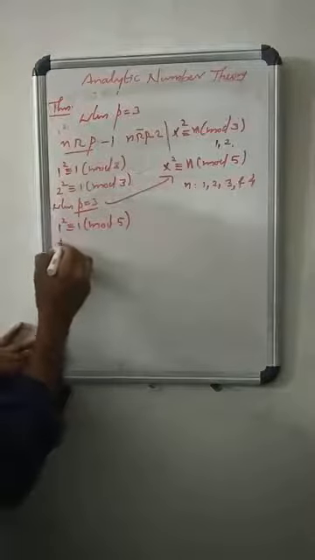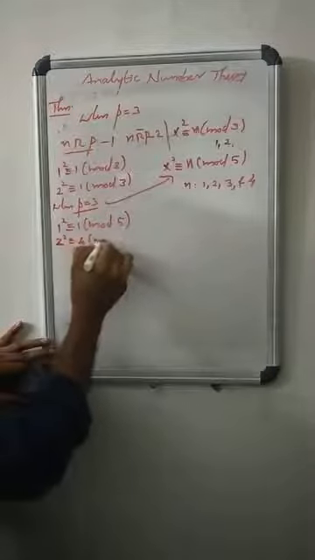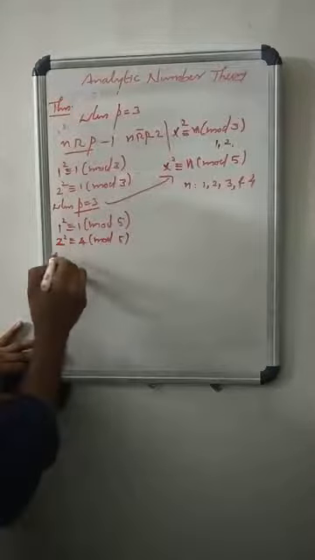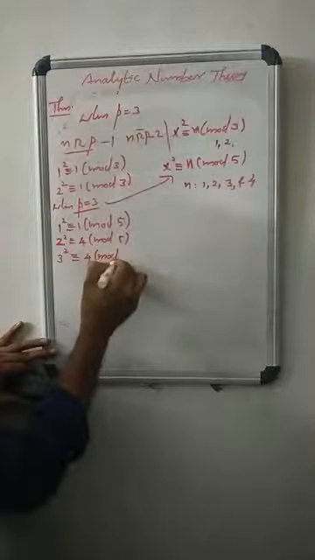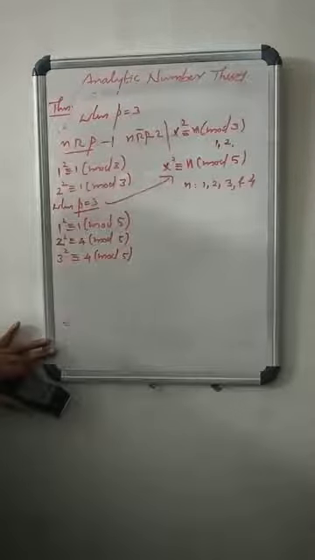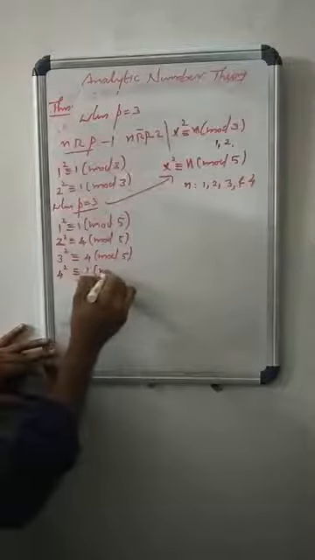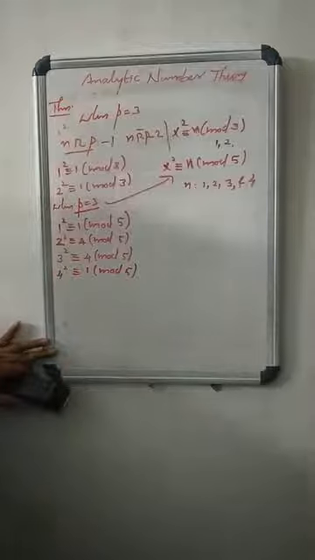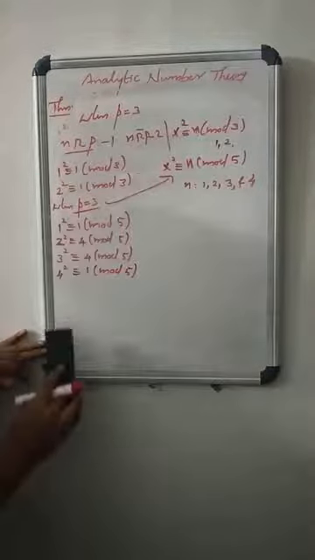2 squared means 4, so 2 squared is congruent to 4 mod 5. Agreed? 3 squared means 9, and 9 is again congruent to 4 mod 5. 4 squared is 16, and 16 is congruent to 1 mod 5, since 16 is 15 plus 1, and 15 is a multiple of 5. And yes, that covers 1, 2, 3 and 4.